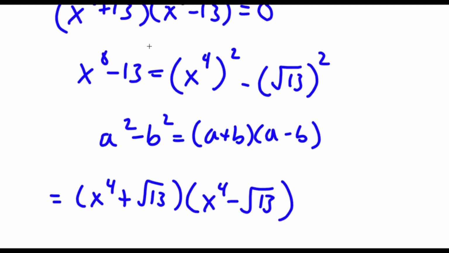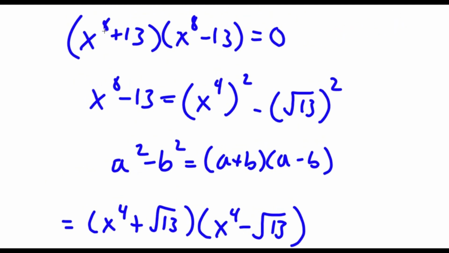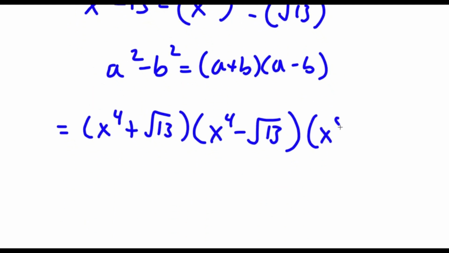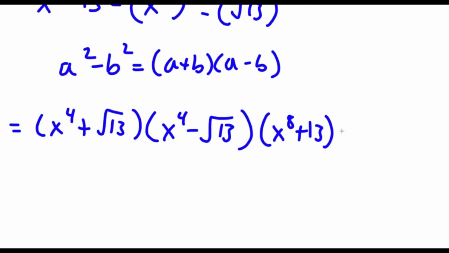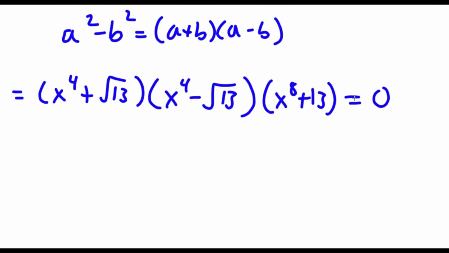And now I have this with, remember, I still have my x to the power of 8 plus 13 from the start. So I have x to the power of 8 plus 13, and all of this is equal to 0.